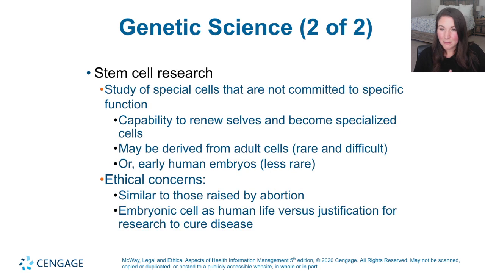There's also stem cell research, which is the study of special cells that don't have a specific function, that have the ability to renew themselves and turn into specialized cells, okay? They can use adult cells, which are rare and difficult to identify, or early human embryos taken from after an abortion. These are less rare, they're easier to identify. The ethical concerns here are similar to those with abortions.